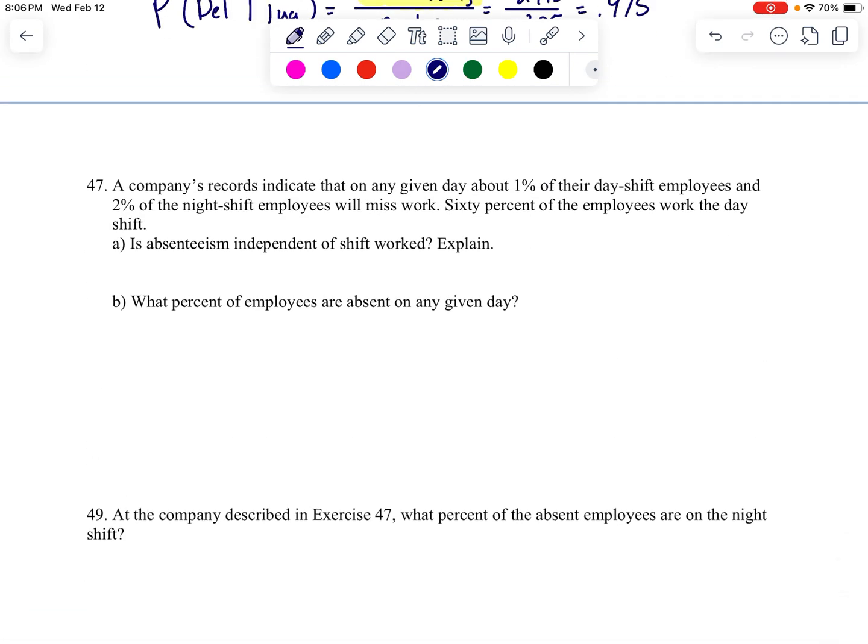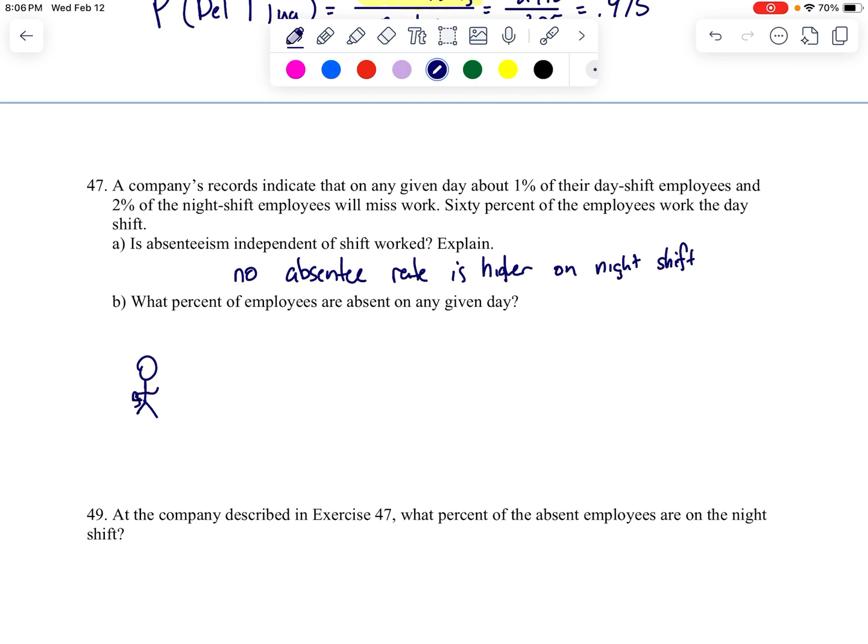All right, this is the last question, so hopefully, again, this video was short. A company's records indicate that on any given day, 1% of the day shift employees and 2% of the night shift will miss work. 60% of the employees work the day shift, okay? So our absenteeism is not independent of shift worked, and again, that's going to be a no response. My absenteeism rate gets higher on the night shift.